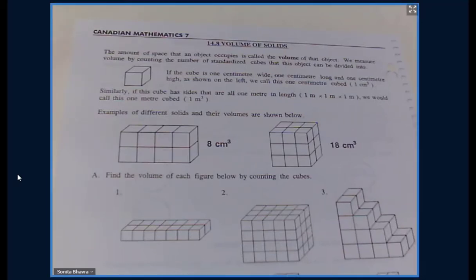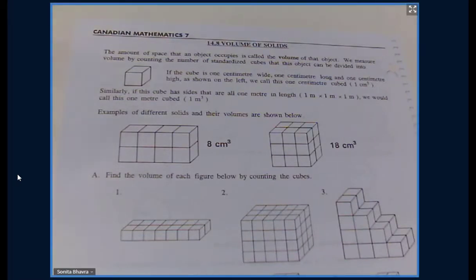All right, so today's lesson is on volume of solids. So we'll be looking at volume of solids by counting the cubes, just like we did for perimeter and area. We can do that by counting the cubes. And then we'll look at the formula for volume of rectangular prisms.